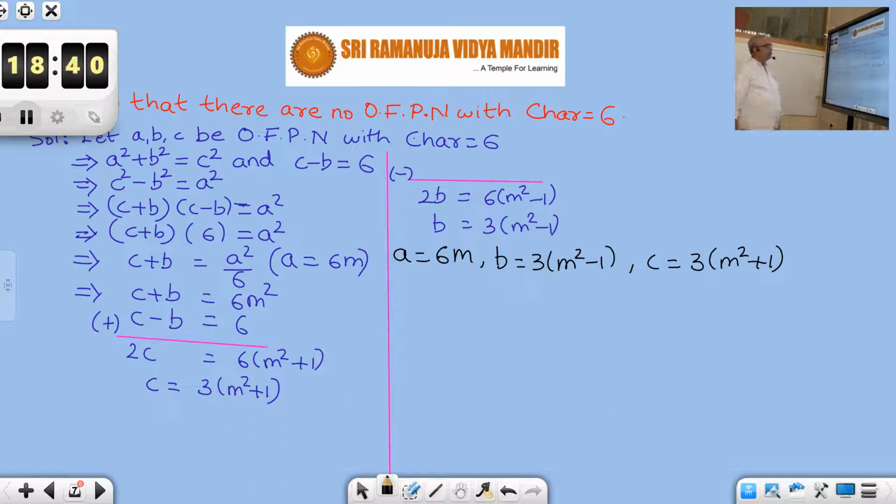Show that there are no OFPN with characteristic 6. Characteristic 6 also, there are no OFPN. So we will proceed in the same way.